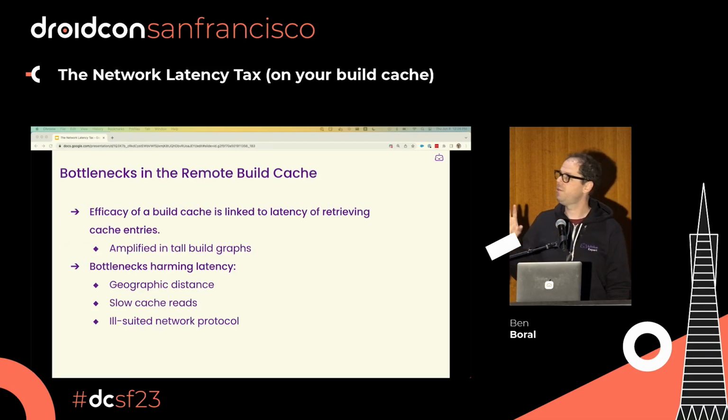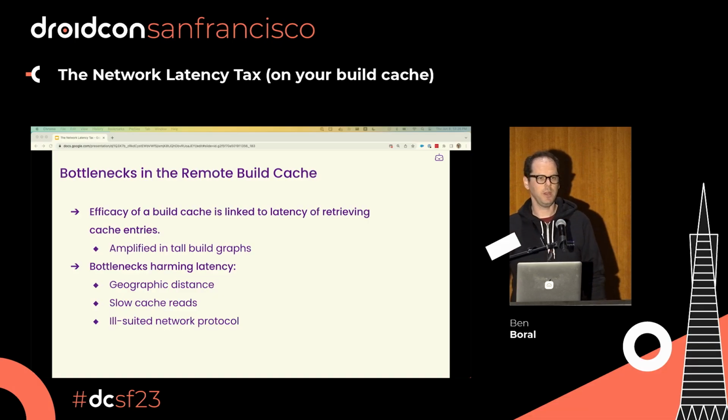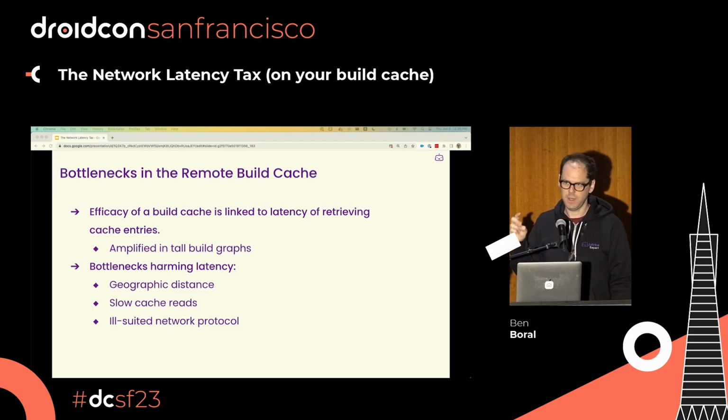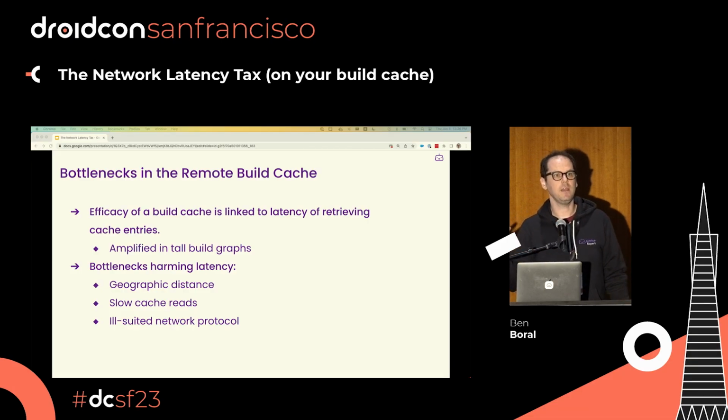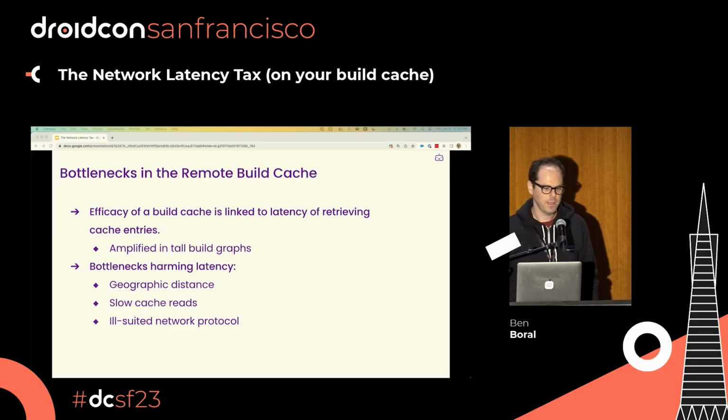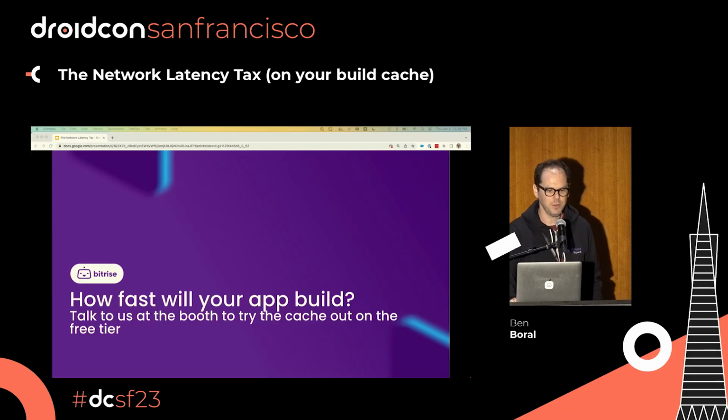So that's just a quick summary of the 3 bottlenecks that we identified. Geographic distance, speeding up that cache read, and using the right network protocol for the job. You'll notice I haven't provided you any specific numbers. That's because it's very dependent on your build graph.